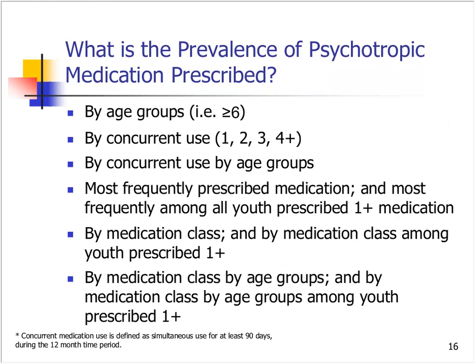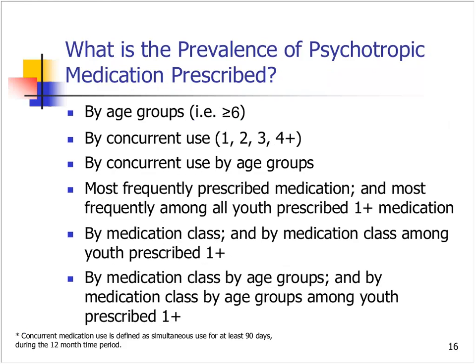So what is the prevalence of psychotropic medication prescribed? So looking at it by age groups, less than 6, greater than or equal to 6 were some of our questions. And so that drove some of the data elements that we selected. By concurrent use, 1, 2, 3, 4 or more. By concurrent use by age groups. The most frequently prescribed medication out of all of our DCYF foster care population, and then out of those who are prescribed 1 or more medications. So the denominator would change in both of those.